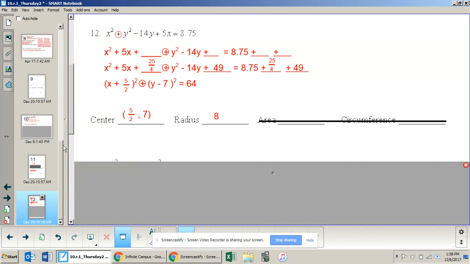So, completing the square again allows us to get equations in the general form for a circle. All right, good luck.